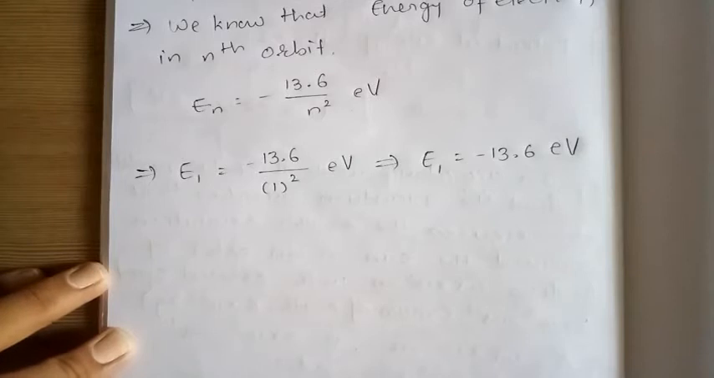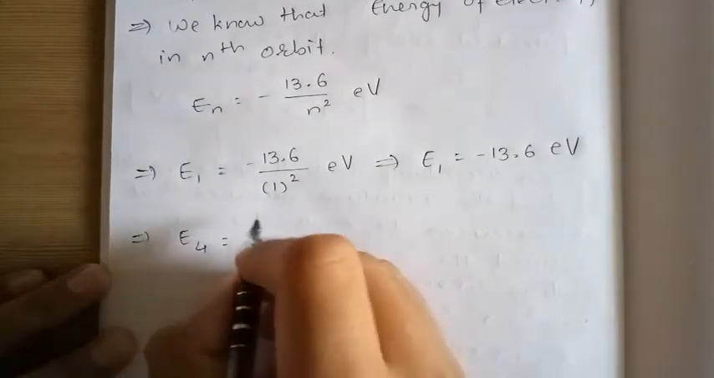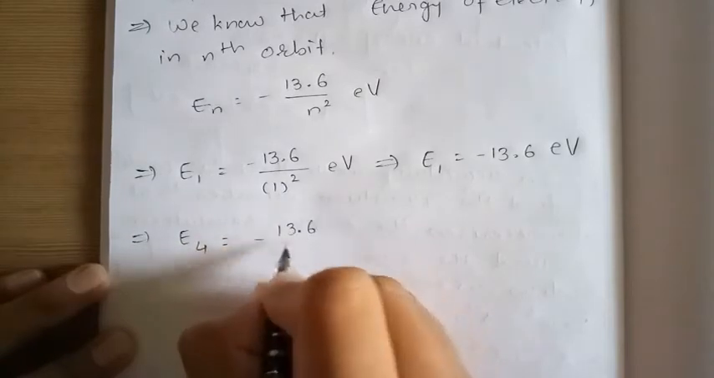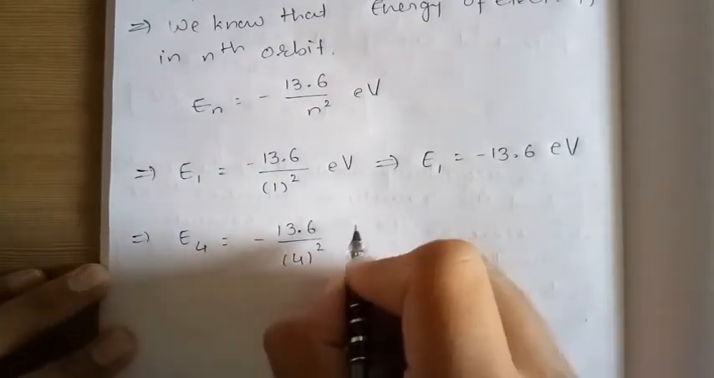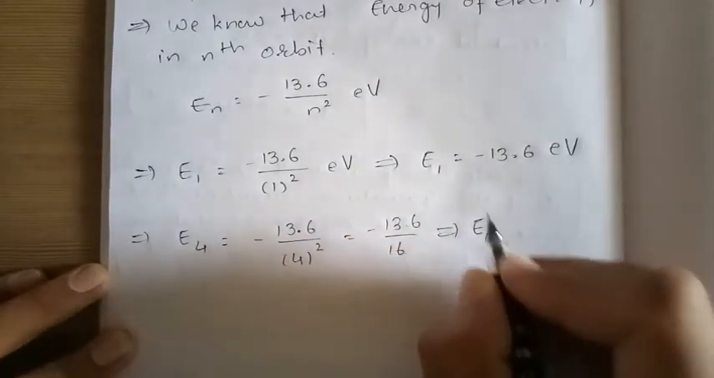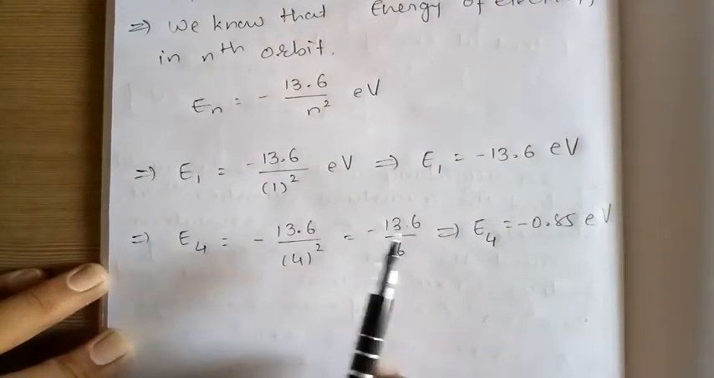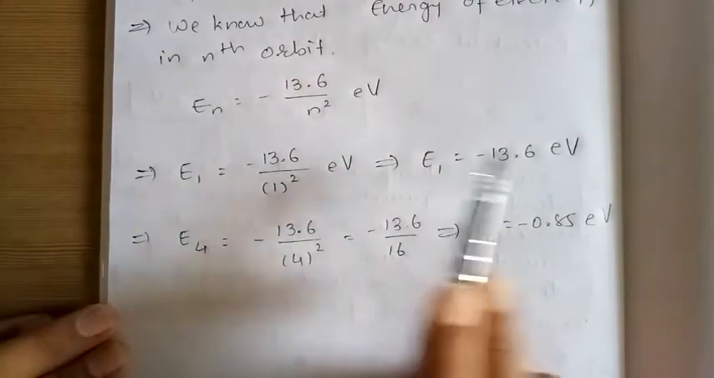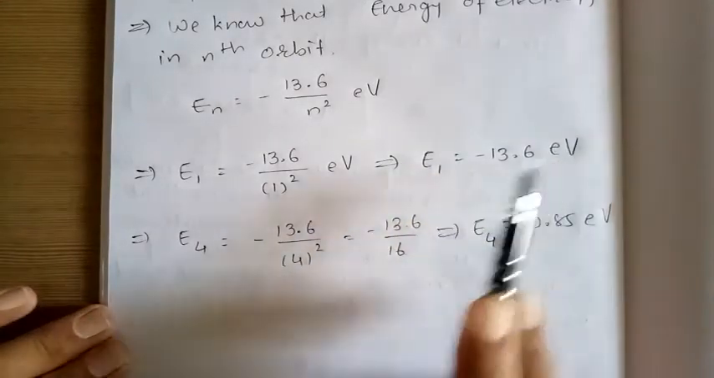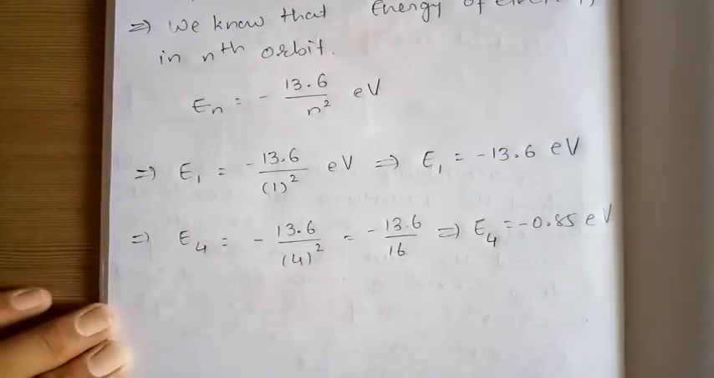Now, due to excitation we have to find E4. E4 equals minus 13.6 upon n square, so 4 square, so minus 13.6 upon 16. So we get E4 equals minus 0.85 electron volt. So in the ground level the energy is minus 13.6 electron volt, and in the n equals 4 level the energy is minus 0.85 electron volt.